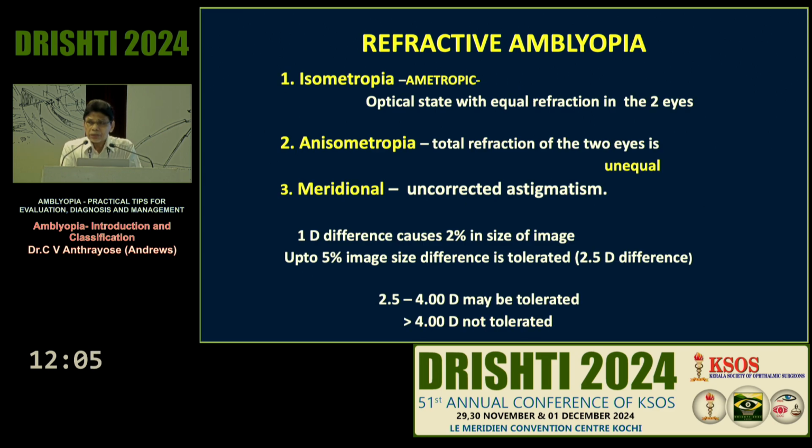So refractive error etiological classification: mainly it is isometropia or ametropia. That is an optical state with equal refractive error in the two eyes.